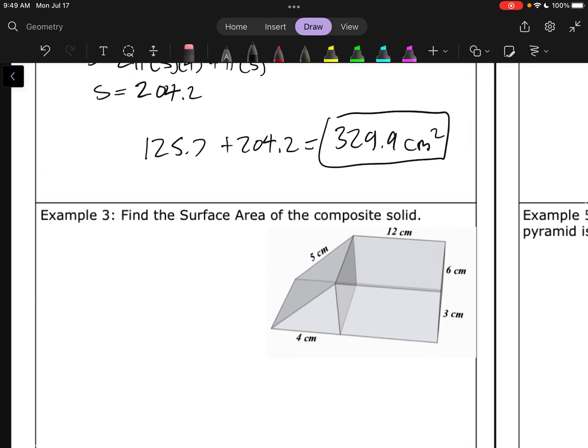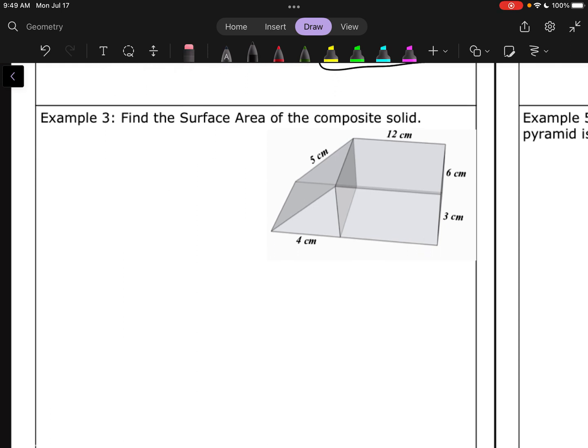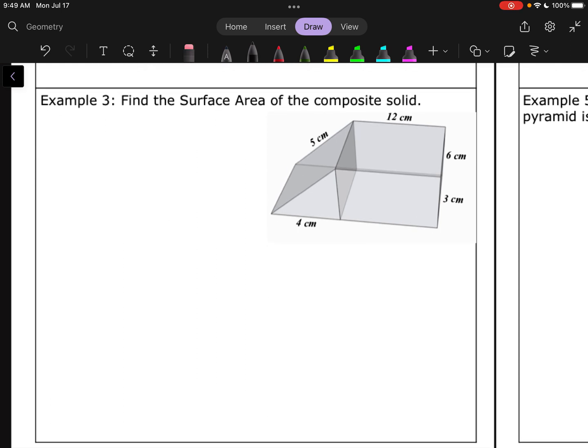All right, let's take a look at this one. What do we got here? We got a rectangular prism and a triangular prism. Let's talk about that triangular prism first. I think that's the weirder one.